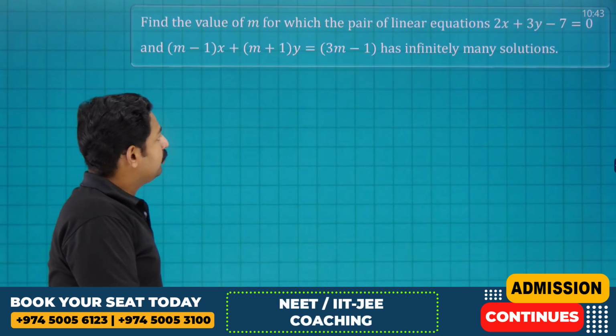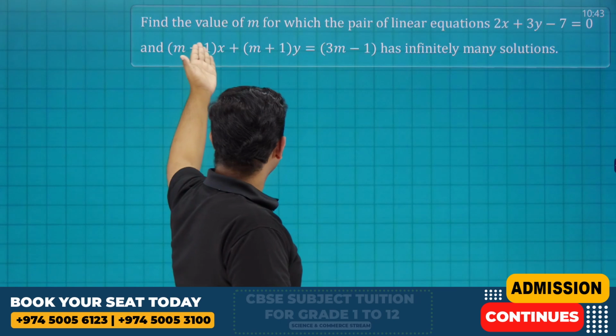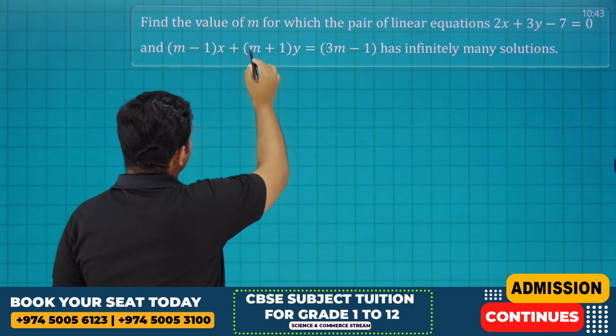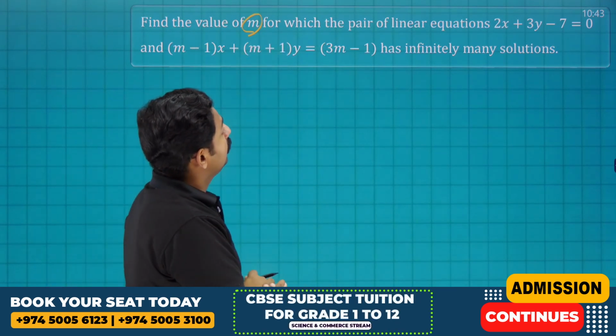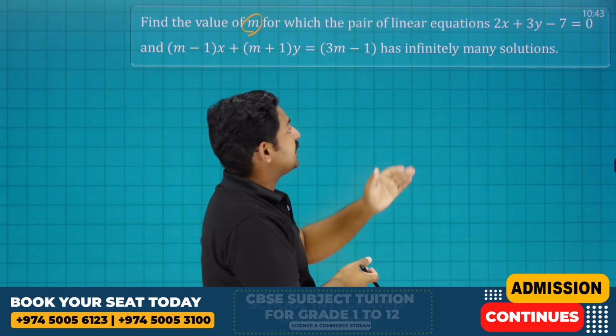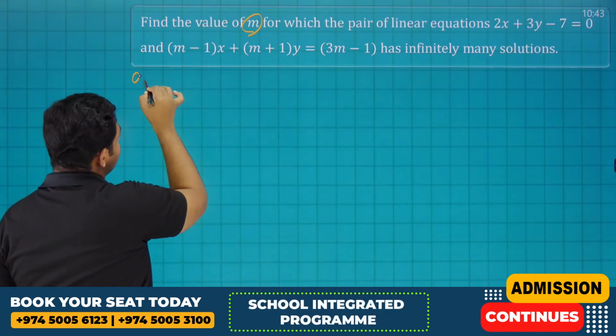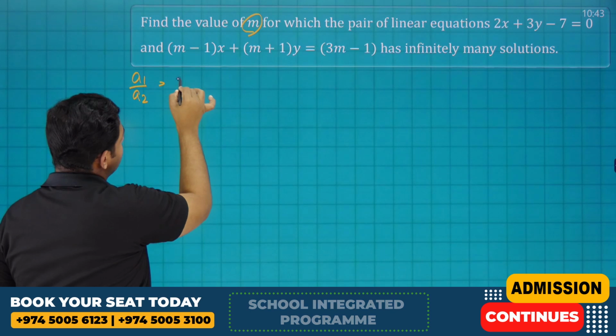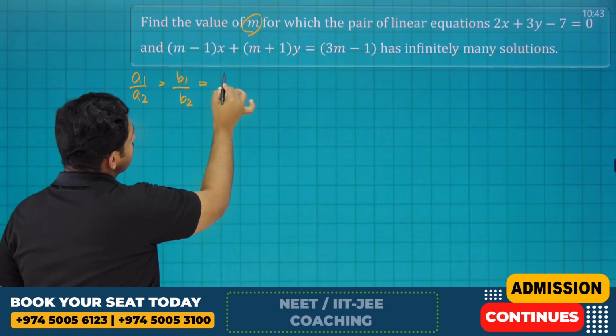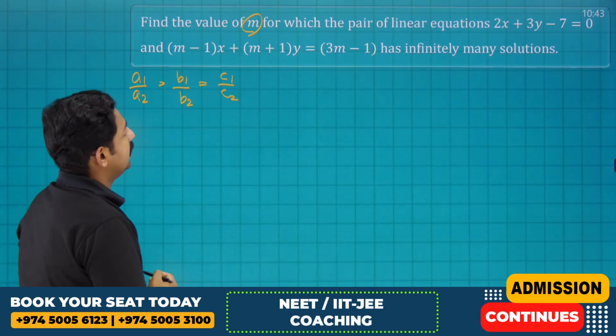Okay. So now we are moving to the next one. Again, find the value of m. We need to find out the value of m. Now, two equations are given which have infinitely many solutions. Again, infinitely many solutions, so the condition we already know: a1 by a2 equal to b1 by b2 equal to c1 by c2. This is the given condition.